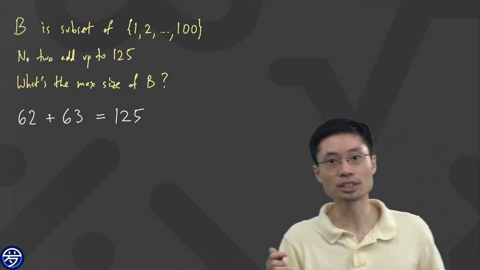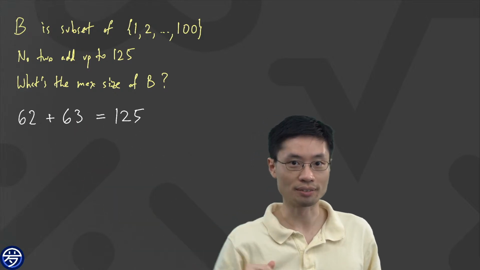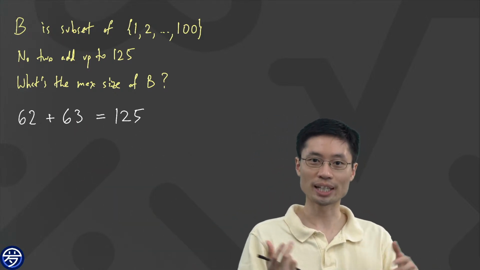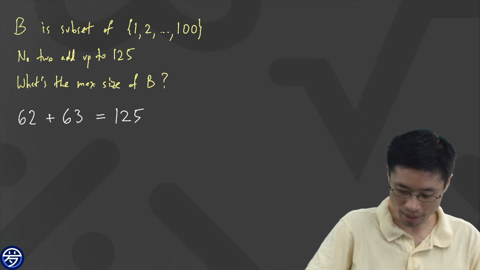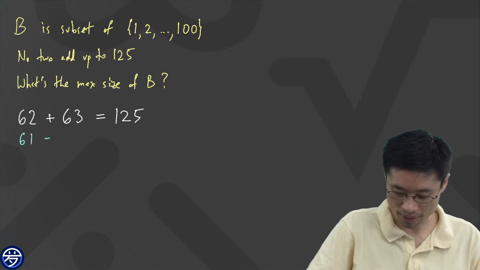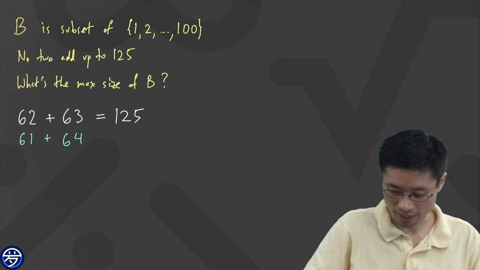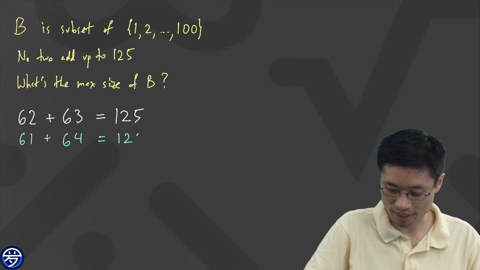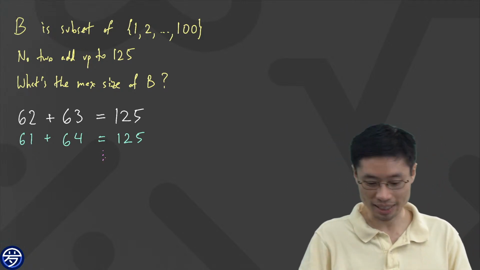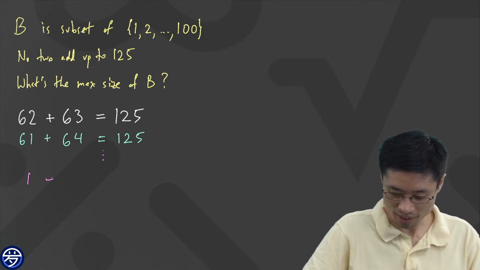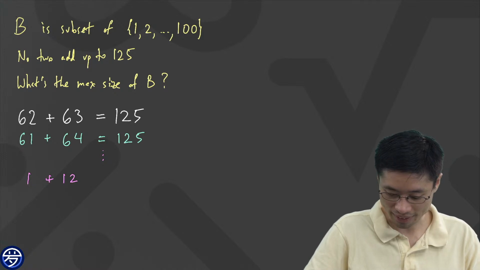So once you look at this, you say, now you can only take one of these two. Oh, okay. So now I just need to see how this all pairs up, because I can also make a pair 61 plus 64. That's 125. I see people doing this already in the chat. And if I just keep going, it goes all the way down to 1 plus 124, right?